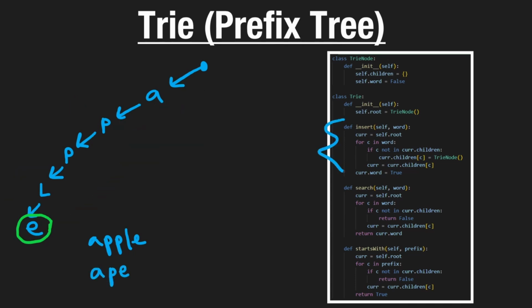So we call our insert function again. Our current pointer is going to be set to the root. We're going to go character by character in the word ape. Is A a child of the root node? It is, so we don't have to insert a new lowercase a.